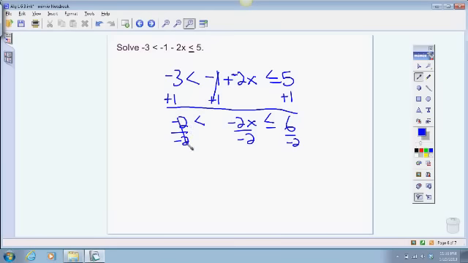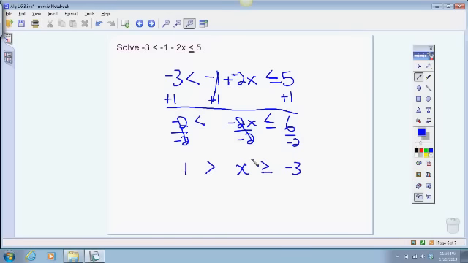Negative 2 divided by negative 2 is a positive 1. Negative 2 divided by negative 2 is a positive 1x. And 6 divided by negative 2 is a negative 3. Now, before you bring down your inequalities, notice I divided by a negative 2. That means I have to flip over the inequality. But this is going to seem a little bit weird. We have 1 is greater than x, which is greater than or equal to negative 3.